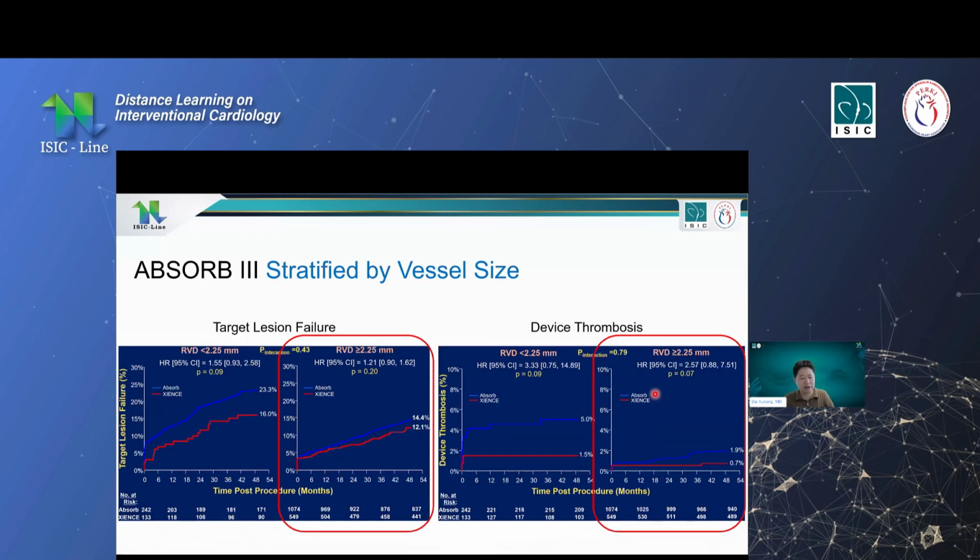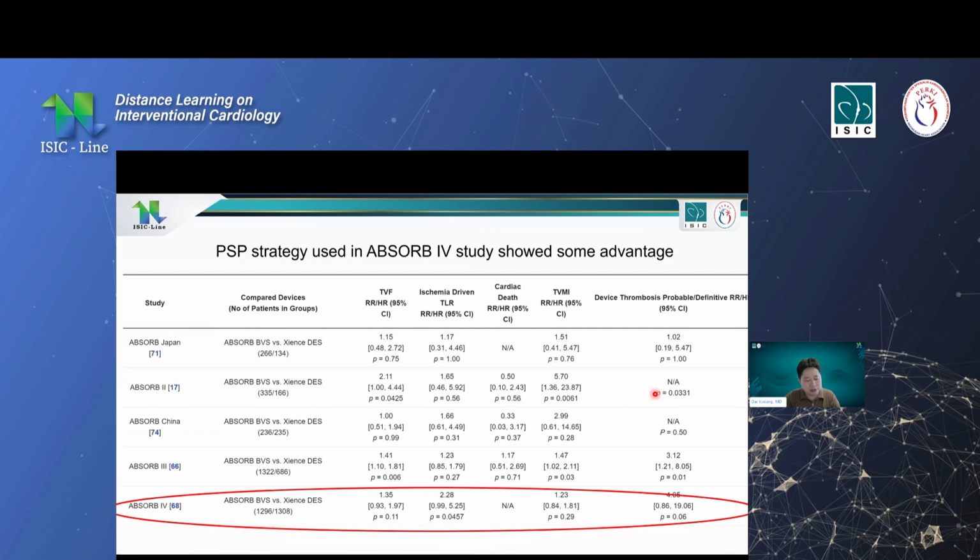And furthermore, if we stratify ABSORB 3 by the vessel size, we also can find that the inferiority of BRS was mainly from vessels less than 2.25 millimeter. And these data indicated that an improved patient or lesion selection strategy can be used to mitigate early BRS risk. As an improvement, PSP strategy was relatively widely used in ABSORB 4 study, and it showed some advantage for MACE in BRS. And you can see here the device thrombosis, probable or definite, compared to DES, the p value is more than 0.05. There's no significant difference between the two groups.